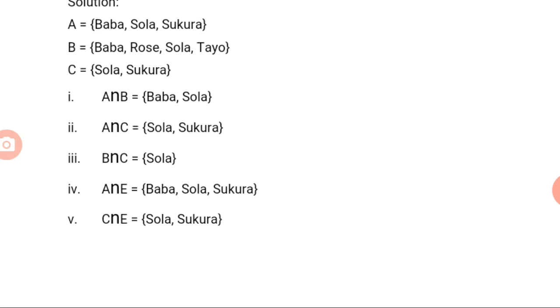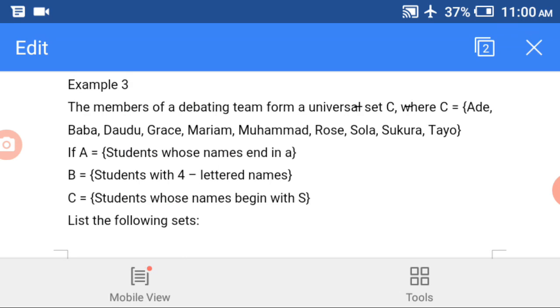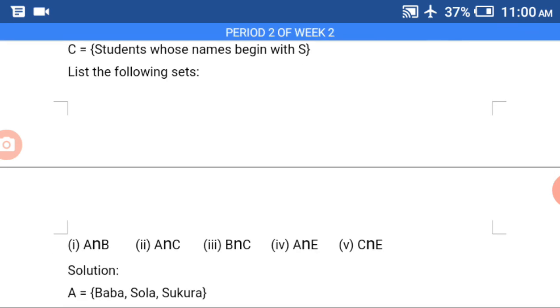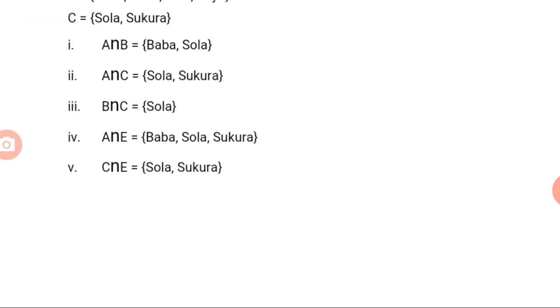Now let us look at set C. Set C has Shola and Shukura as its elements. So C intersection the universal set will be what? Shola and Shukura. Are we together, students? So it means that the intersection of two sets is what you can find in the first and the second set. That is what we call the intersection. That is what they have in common.